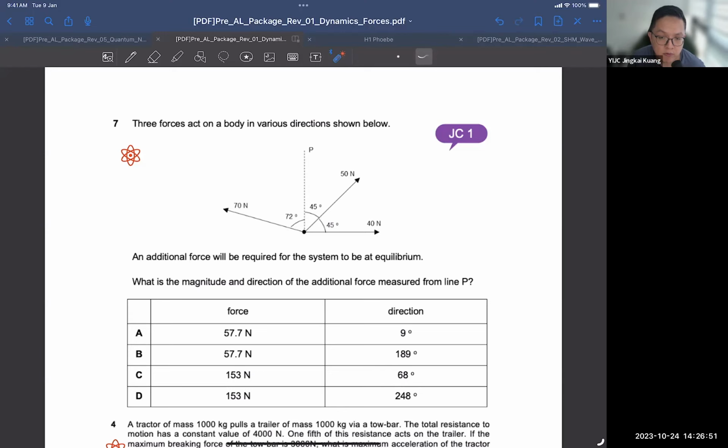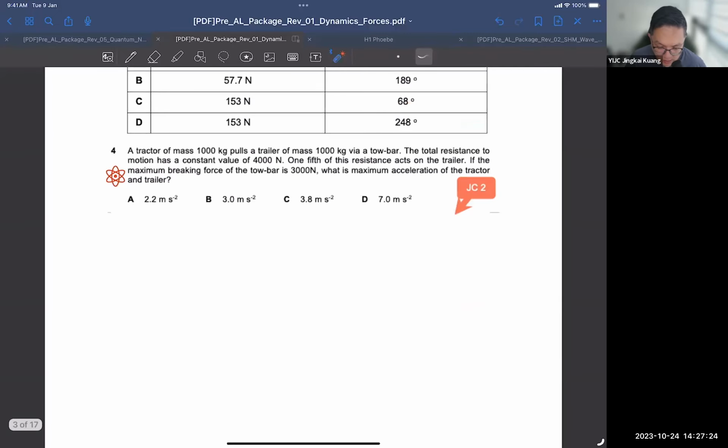Because A and C are both measured from line P, you can rule out those that are pointing upwards. It's a bit hard to rule out the other two, but you can rule out A and C quite fast. Okay, question 8.